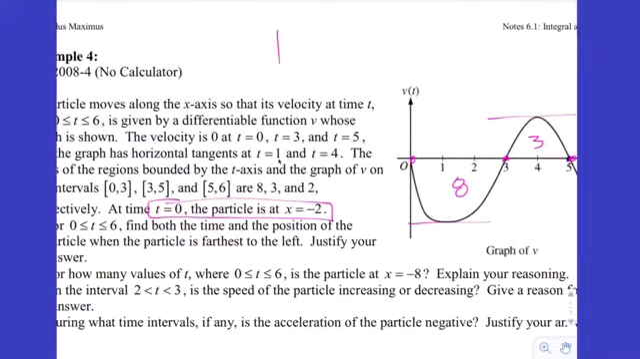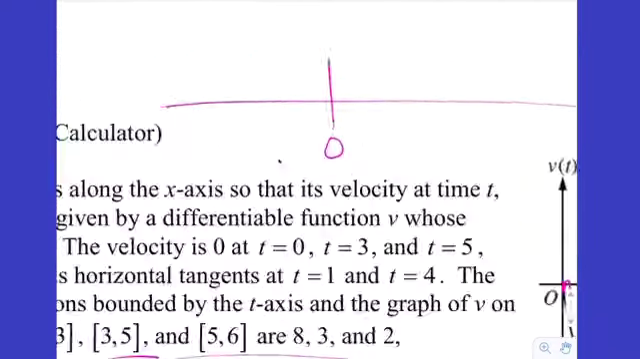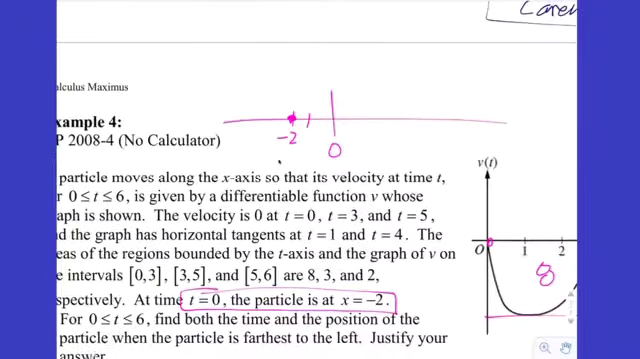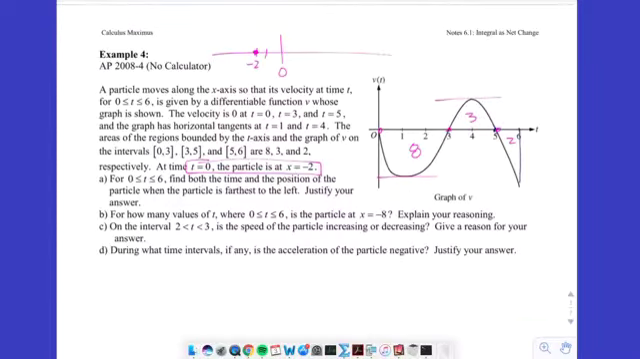Oh, and then it says at t equals 0, the particle is at x equals -2. So if you've forgotten, we were using the x-axis as kind of a little track system for this particle to be moving in. So it's going left, it's going right, it's going left, it's going right. And when the velocity is positive, he's moving to the right. And when the velocity is negative, he's moving to the left. So he's starting off right there at -2. Okay, let's go ahead and answer the questions.